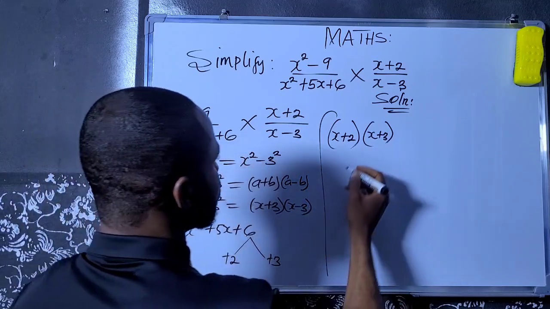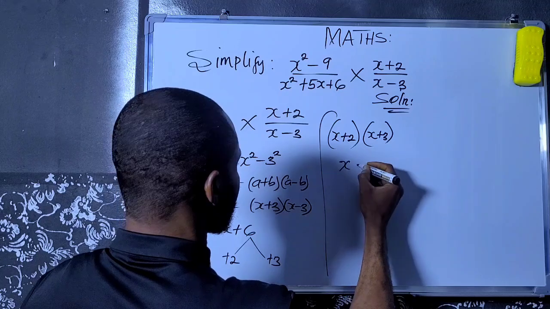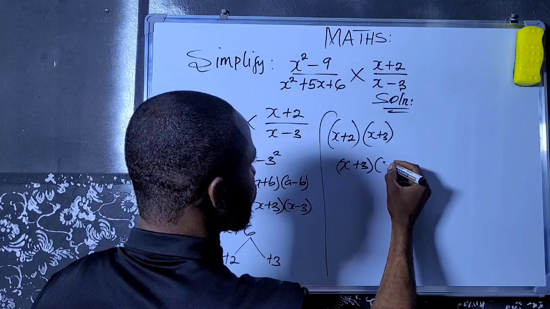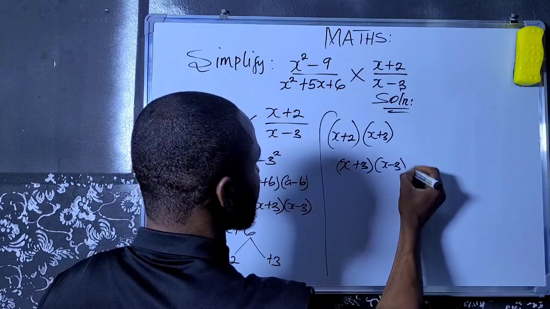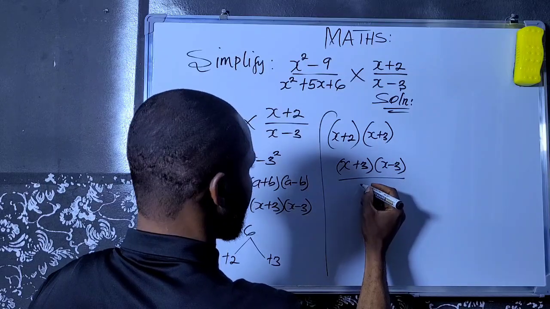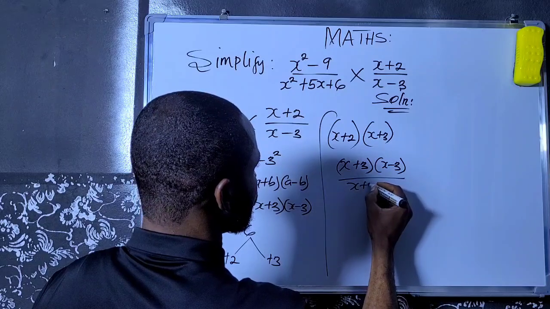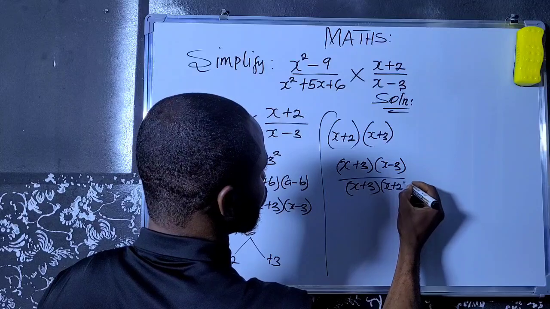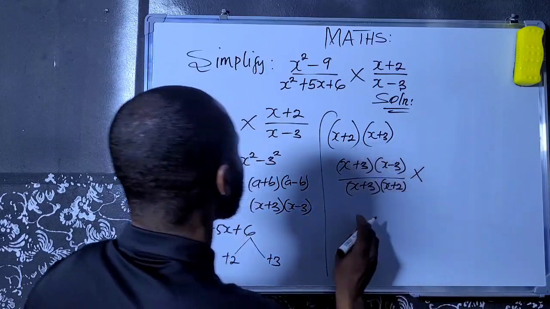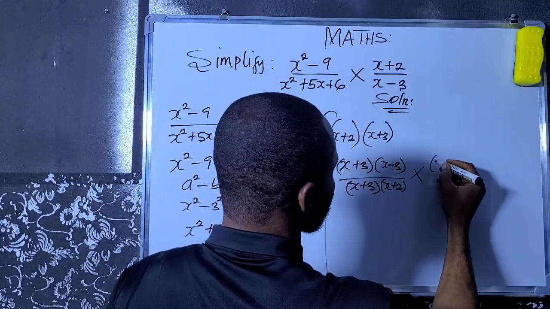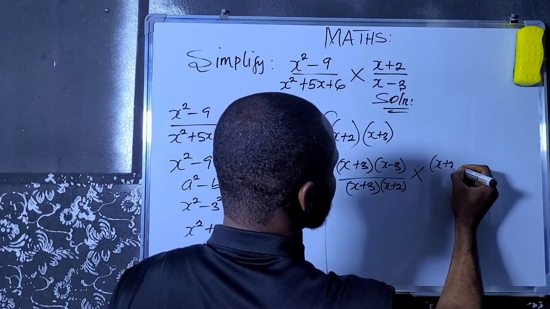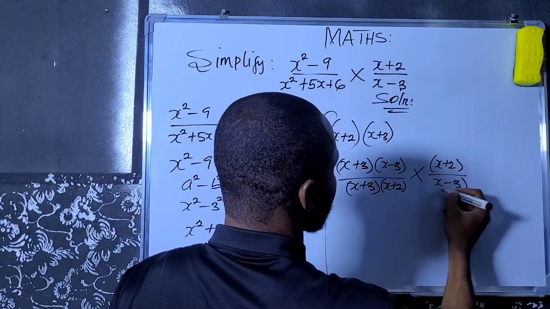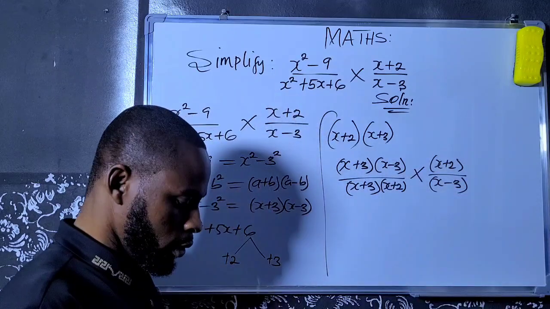Therefore, the expression becomes x plus 3 into x minus 3, divided by x plus 3 into x plus 2, multiplied by x plus 2 divided by x minus 3.